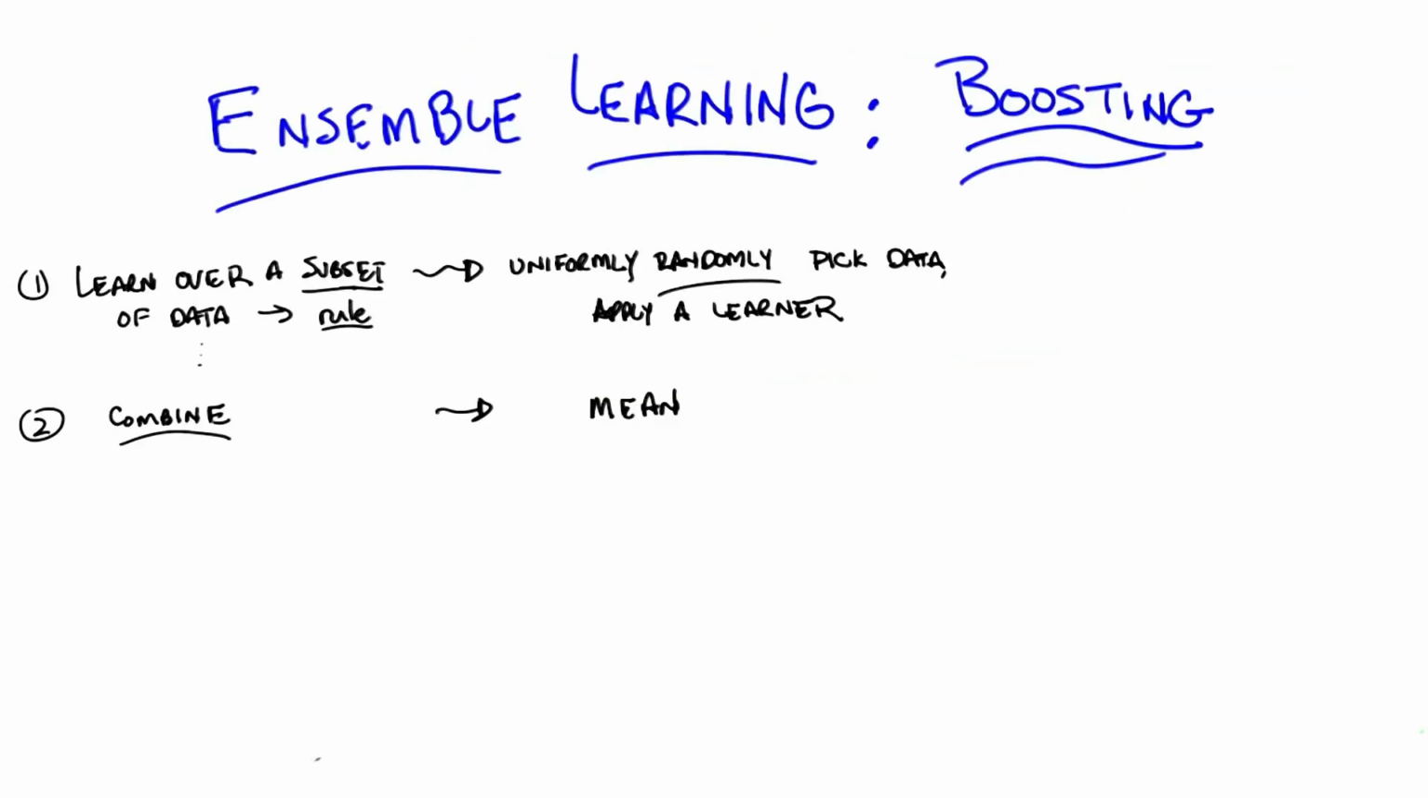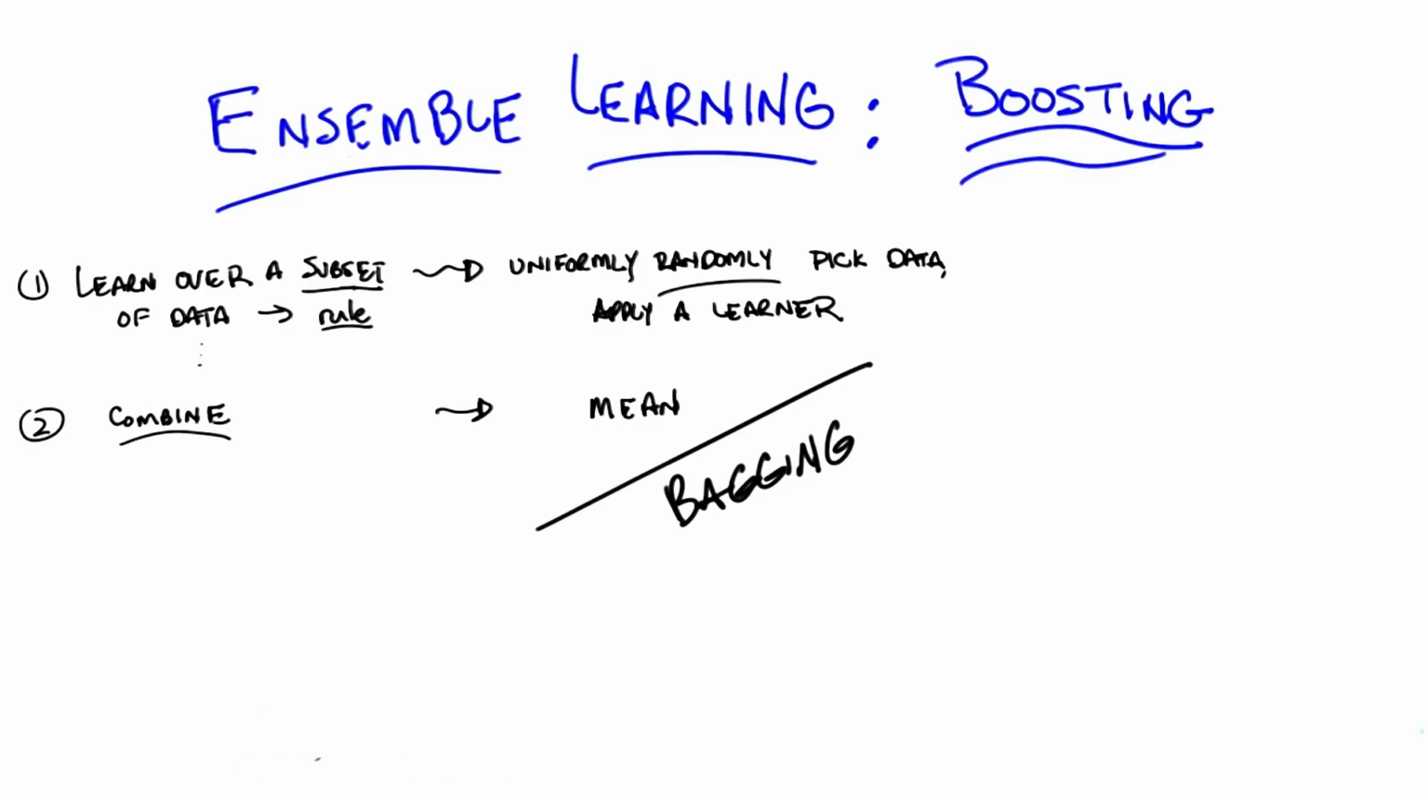Okay, so let's go back and look at our two questions we were trying to answer. And so far, we've answered the first one, learn over a subset of data to find a rule by choosing that subset uniformly randomly and applying some learning algorithm. And we answered the second question, which is how do you combine all of those rules of thumb, by saying you simply average them. And that gave us bagging. So Michael, I'm going to suggest an alternative to at least the first one and leave open the second one for a moment. That's going to get us to what we're supposed to be talking about today, which is boosting.